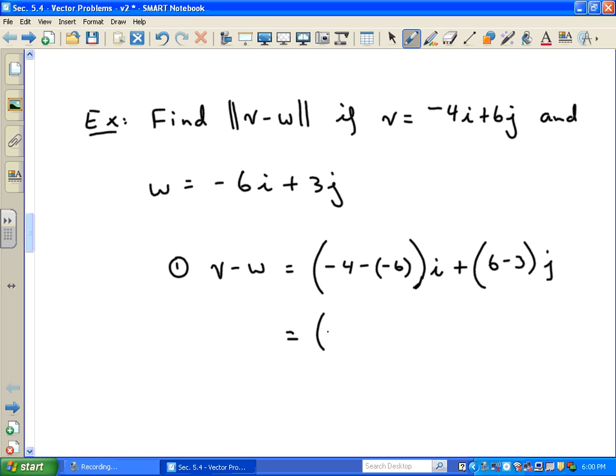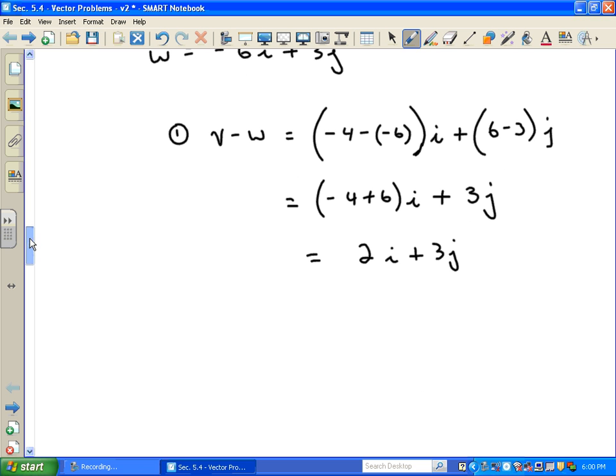Here we have negative 4 plus 6 is 2i. And then over here, 6 minus 3 is 3j. And so the final answer here would end up being 2i plus 3j. That's the difference vector. From here, we want to then find the magnitude of the difference vector.